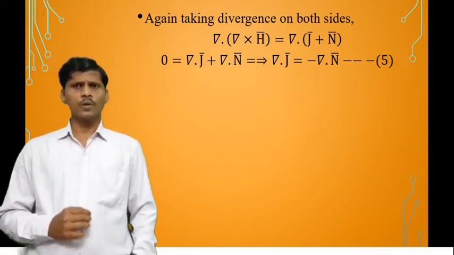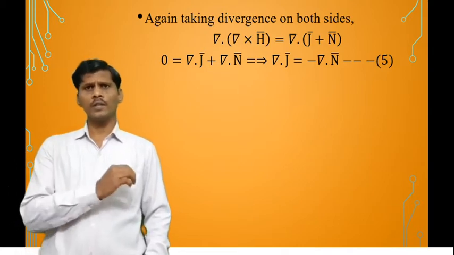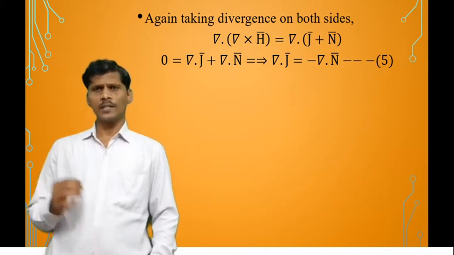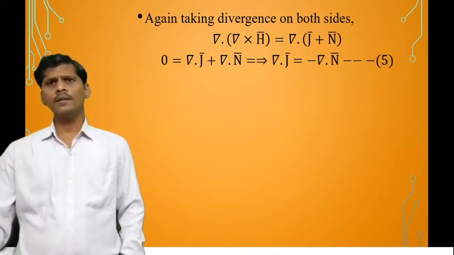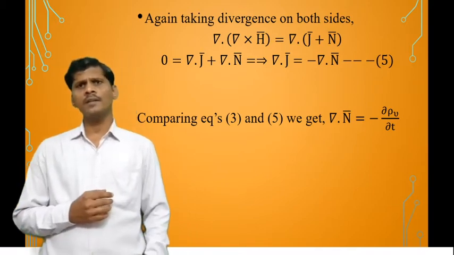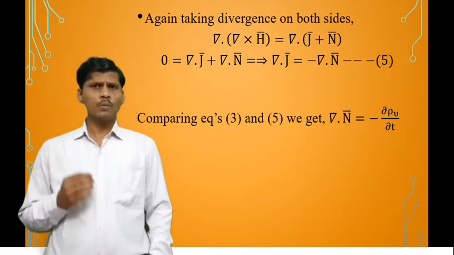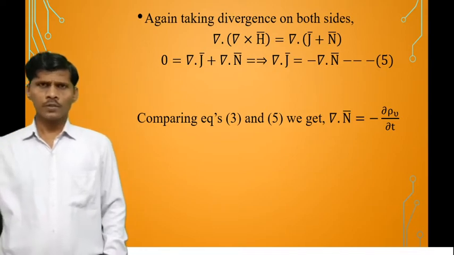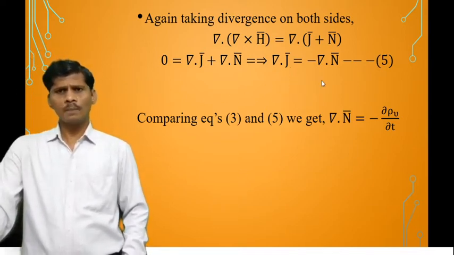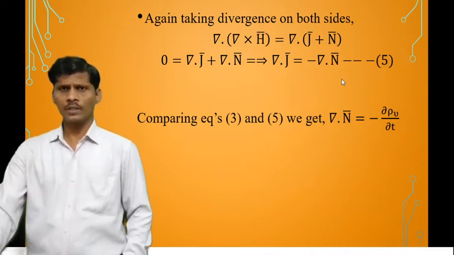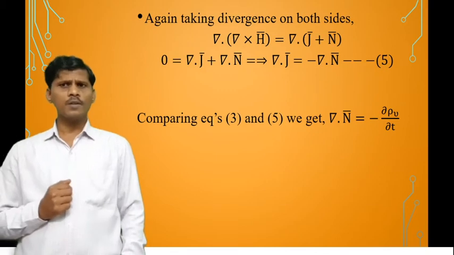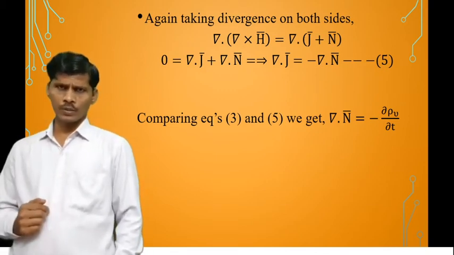Taking del dot N bar to the LHS, we have del dot J bar is equal to minus del dot N bar. We know the continuity equation of the current: del dot J bar is equal to minus dou rho v by dou t. Comparing del dot J bar is equal to minus del dot N bar with the continuity equation of the current, we get del dot N bar is equal to minus dou rho v by dou t.